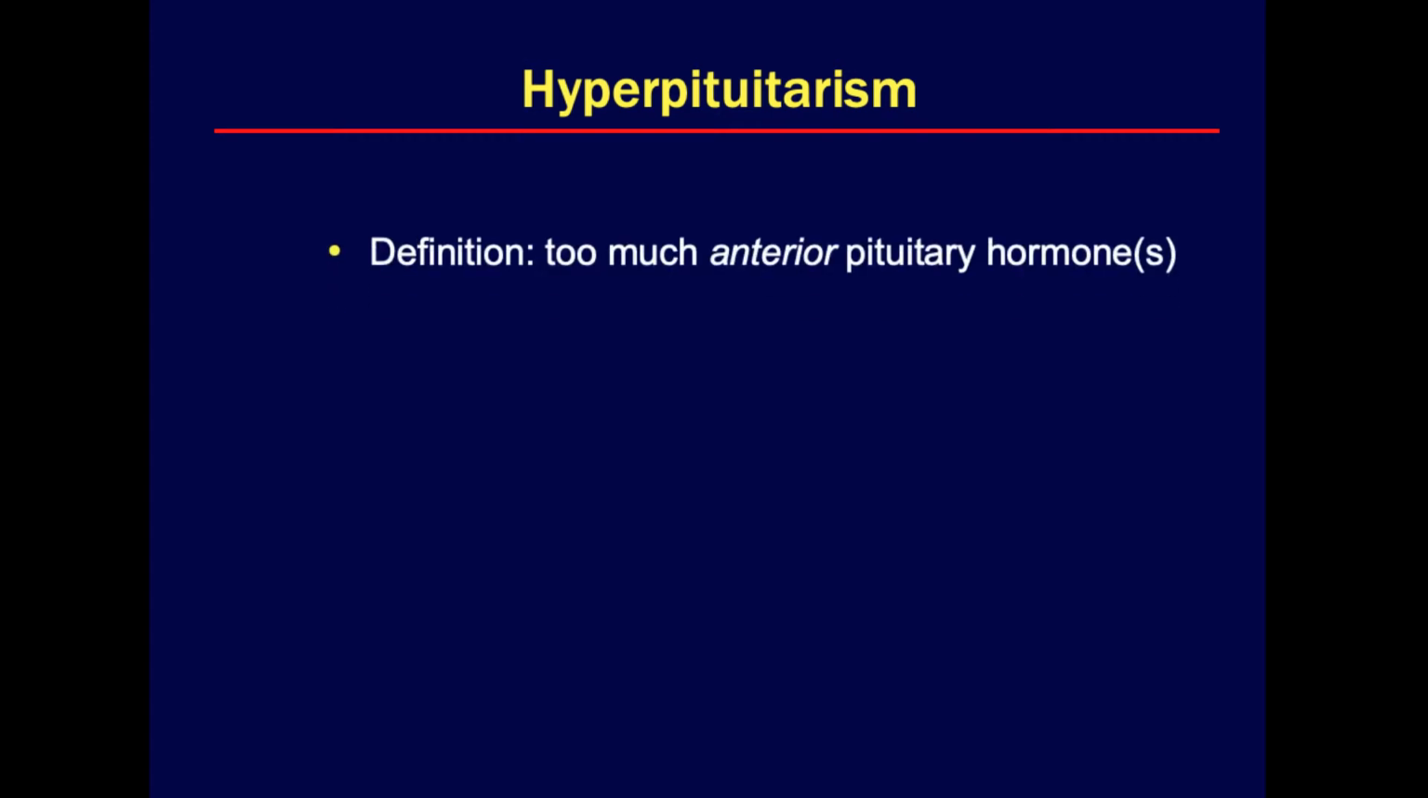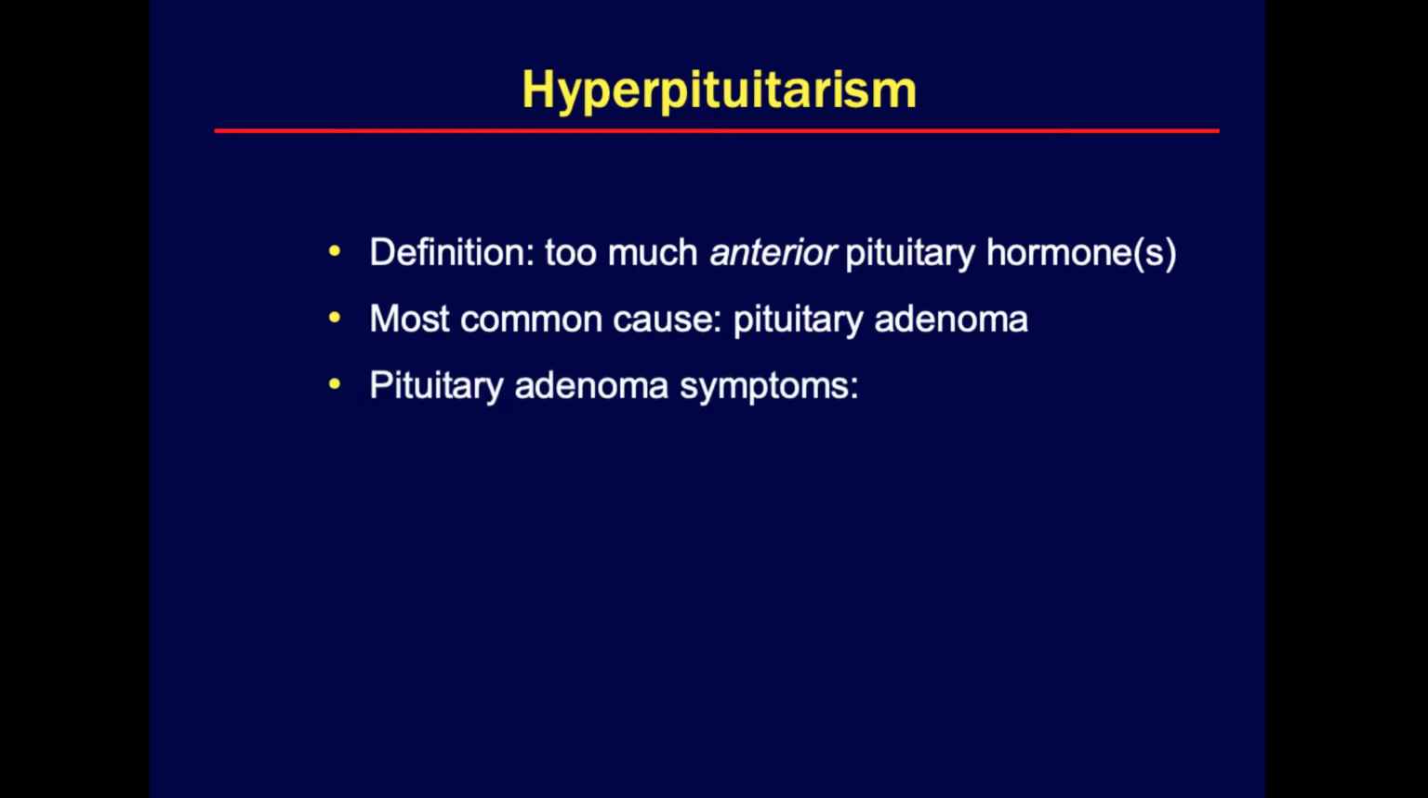When we have hyperpituitarism, this is too much of a particular type or types of anterior pituitary hormones. The most common reason is because of a pituitary adenoma.